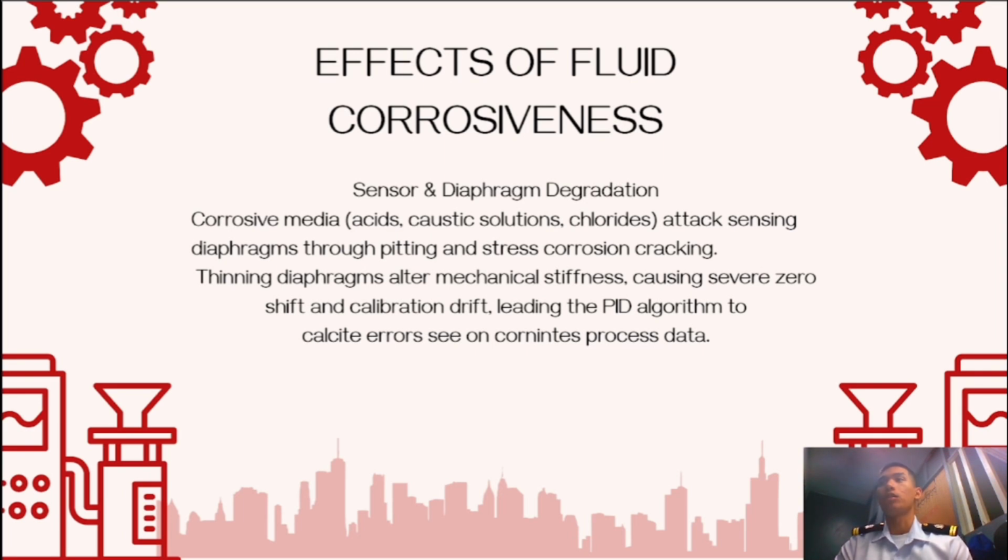So the effects of fluid corrosiveness on sensors: the impact of corrosion on pressure measurement hardware. Chemical exposure to acids, caustics, and chlorides causes pitting and stress cracking on thin sensor diaphragms. Changing diaphragm stiffness leads to zero shift and calibration drift, causing the PID controller to make correction calculations based on faulty feedback data.